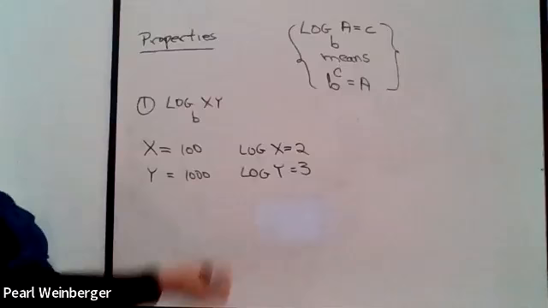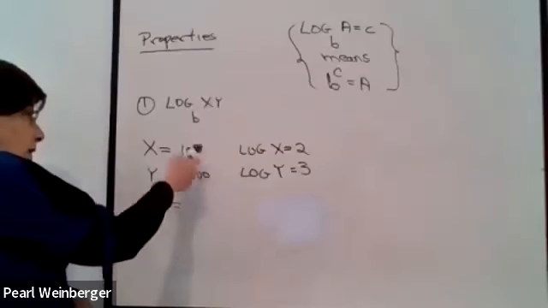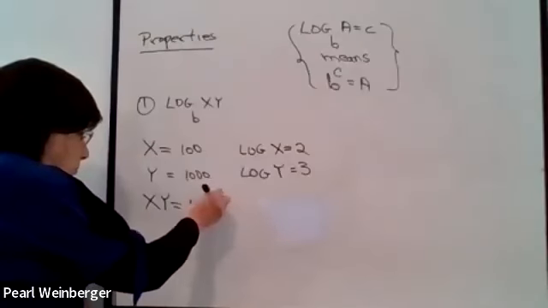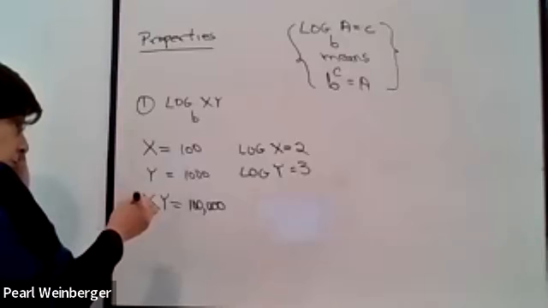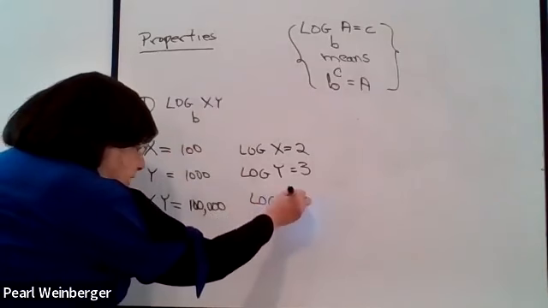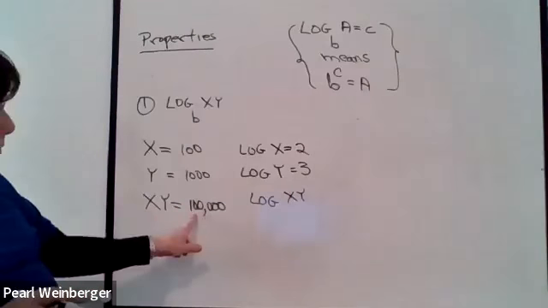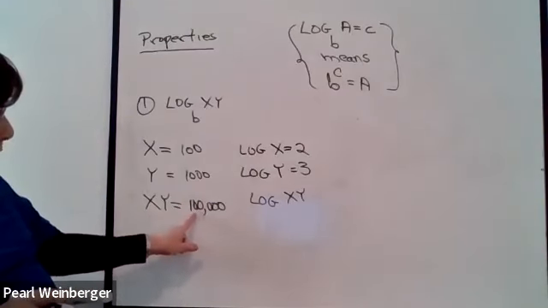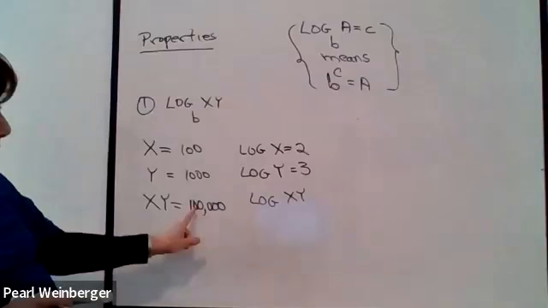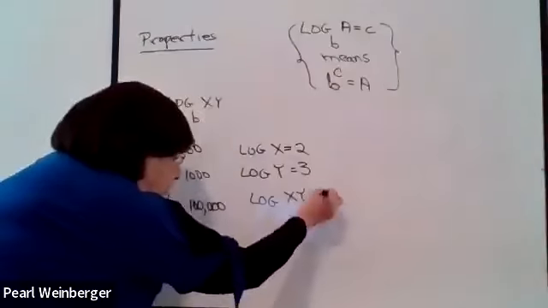Okay, let's now figure out what xy is equal to. If I multiply the x times the y, I'm multiplying 100 times 1,000, I'm getting 100,000. So what then is the log of xy? Well, 10 to what exponent? Log is what 10 to what exponent will give me 100,000. Again, all I do is count the zeros. 1, 2, 3, 4, 5. The log of xy is 5.